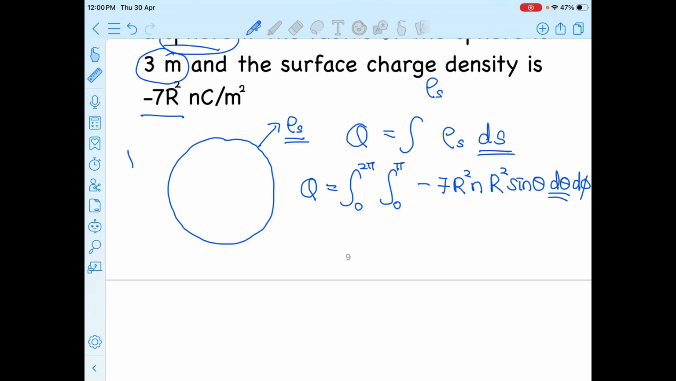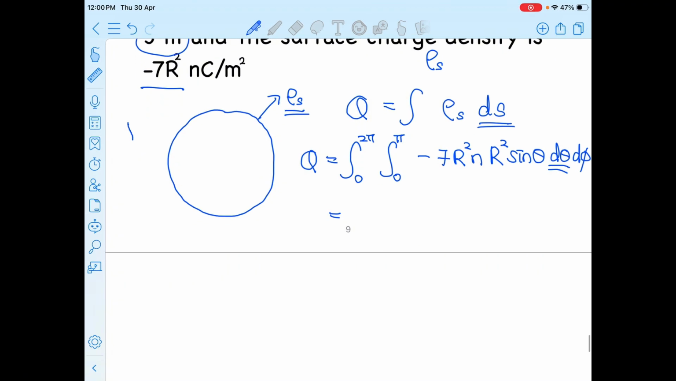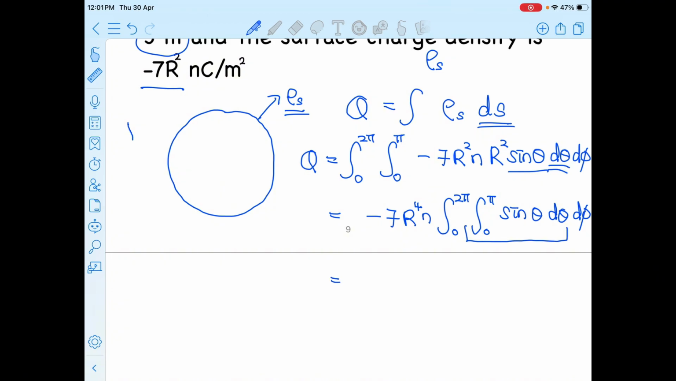Now you need to integrate the sine theta d theta. I will bring out all the constants, r power 4 nano. Then you integrate 2 pi, sine theta d theta, and d phi. Press the calculator for this part, and you will get 2. So you will get 2 here.